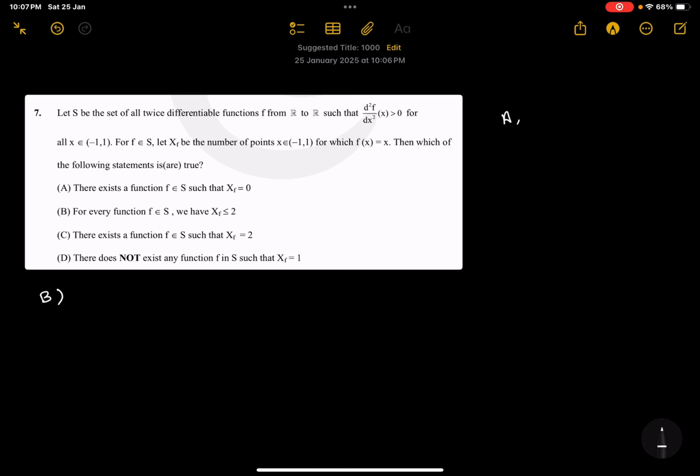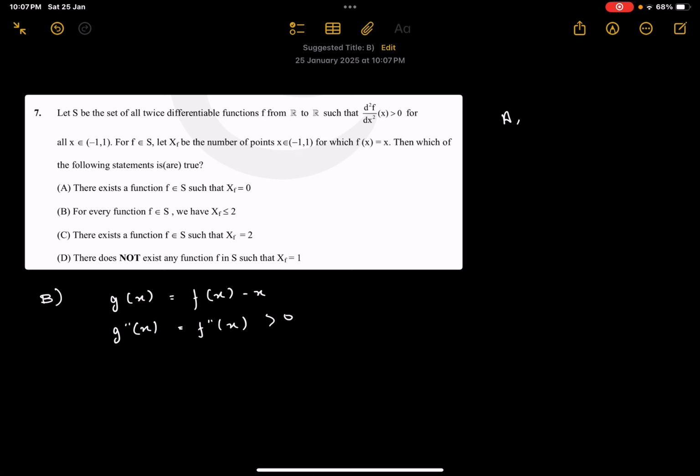B, for every function we have Xf less than or equal to 2. So for that, we'll define g(x) equals f(x) minus x. Now that will give us g double prime x equals f double prime x. Notice that g(x) is clearly twice differentiable, and its double derivative is equal to f double prime x, which is greater than 0.